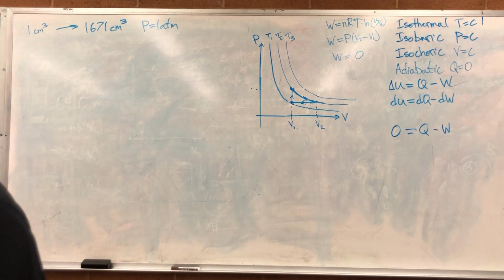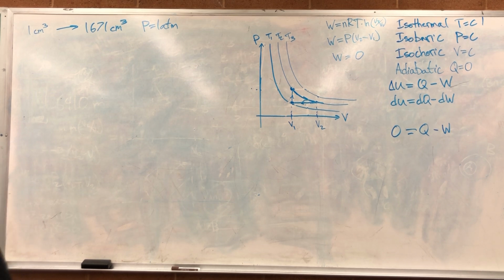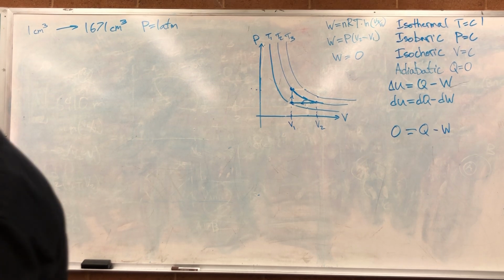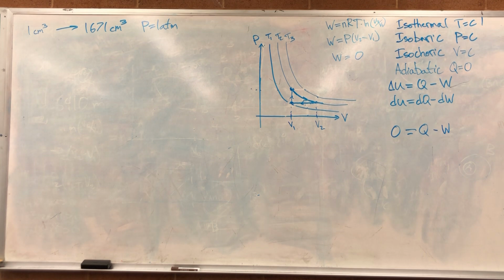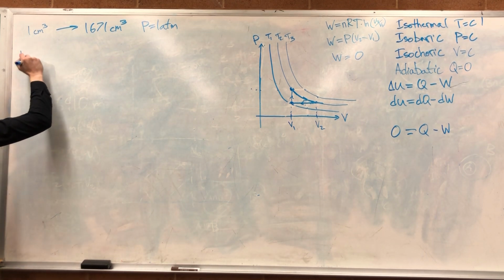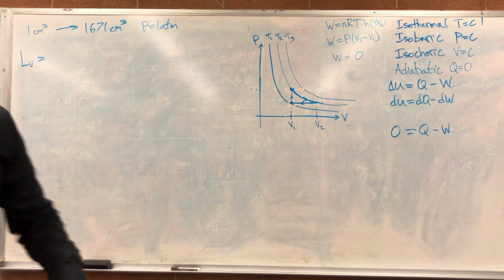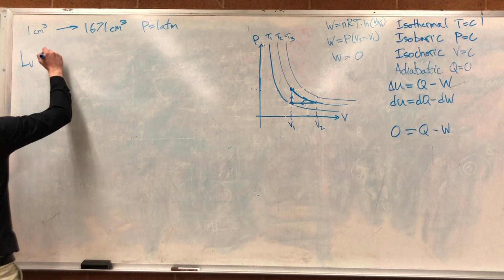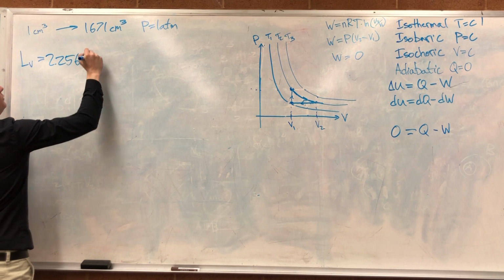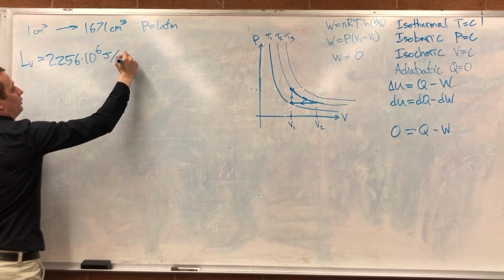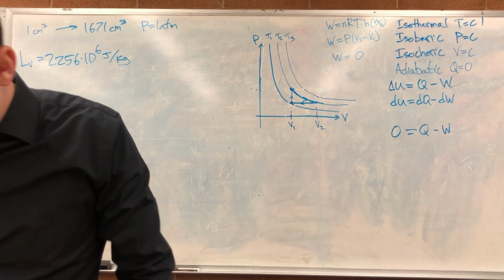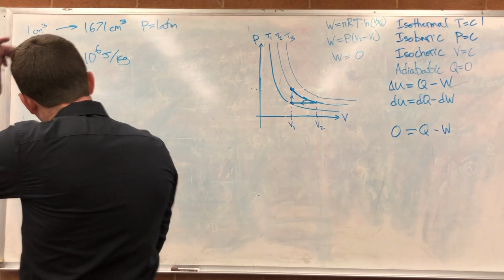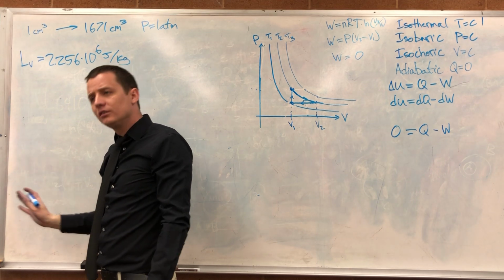Oh, example problem. The heat of vaporization at this pressure is 2.256 times 10 to the 6. So the heat of vaporization, I forgot the number. L sub V. 2.256. I think it's times 10 to 6 joules per kilogram. What is L sub V?